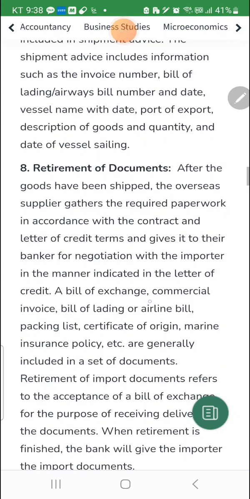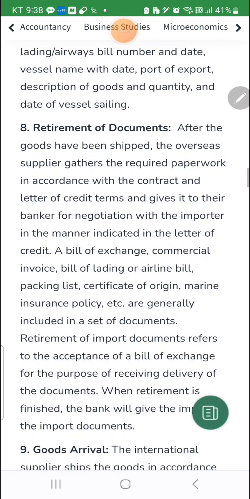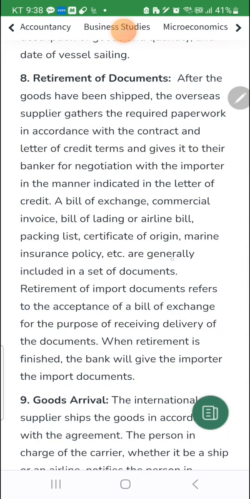8. Retirement of documents. After the goods have been shipped, the overseas supplier gathers the required paperwork in accordance with the contract and letter of credit terms and gives it to the banker for negotiation with the importer in the manner indicated in the letter of credit. A bill of exchange, commercial invoice, bill of lading or airline bill, packing list, certificate of origin, marine insurance policy, etc. are generally included in a set of documents.